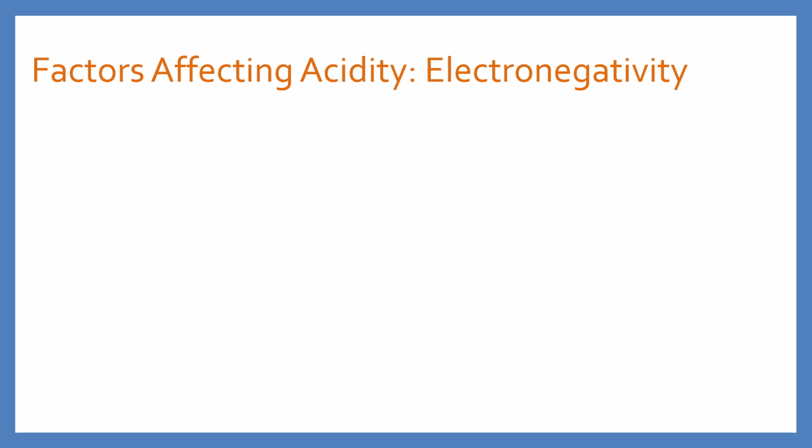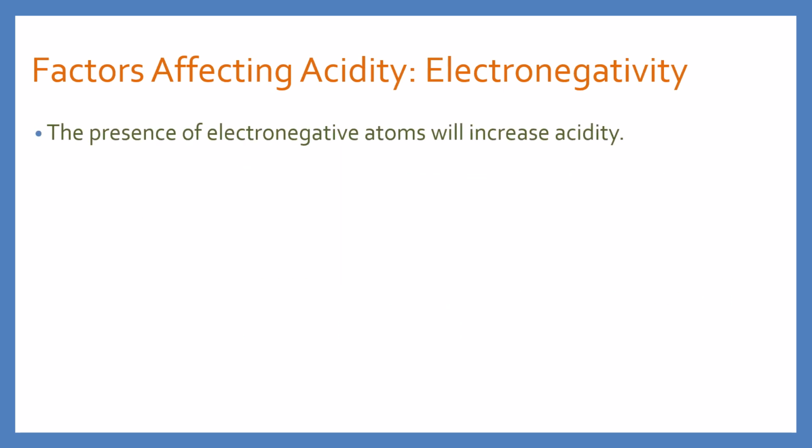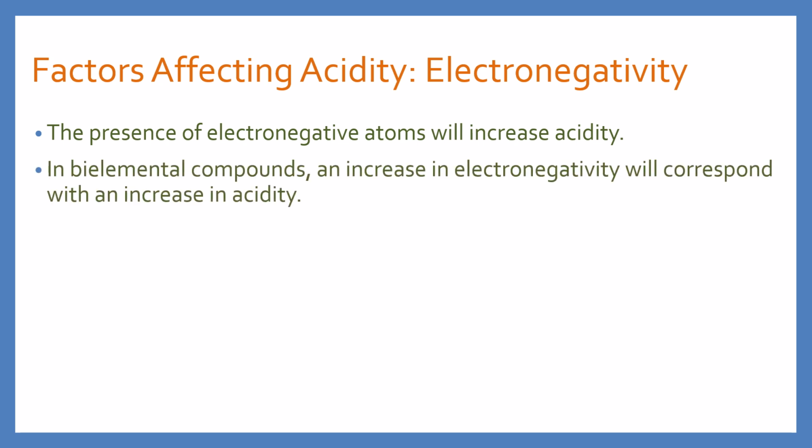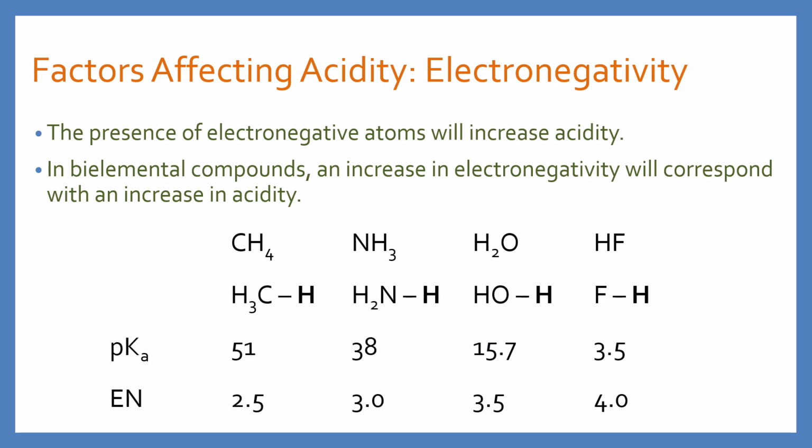So let's start with electronegativity. The presence of electronegative atoms increases acidity. In bi-elemental compounds, an increase in electronegativity will correspond with an increase in acidity. So in this chart below, we have a range showing an increase in electronegativity and also an increase in acidity.